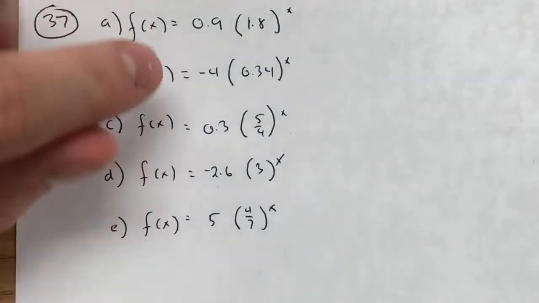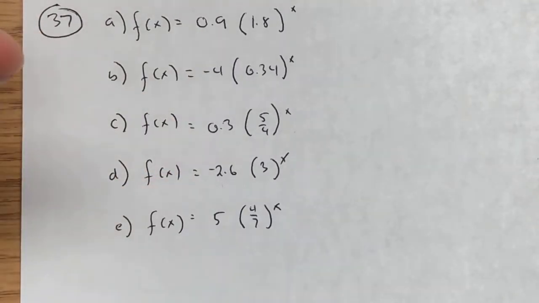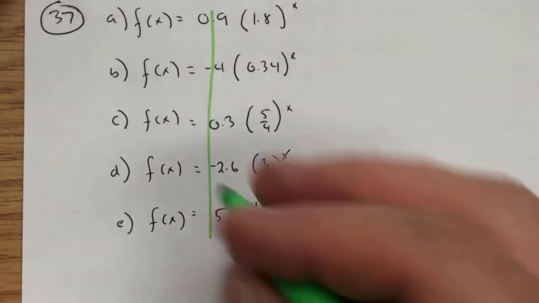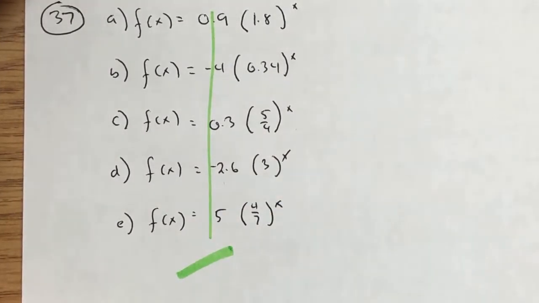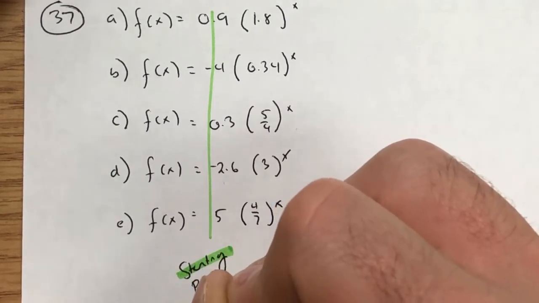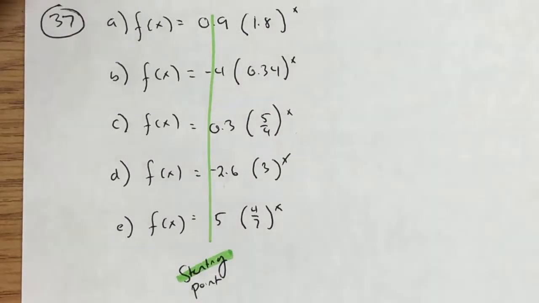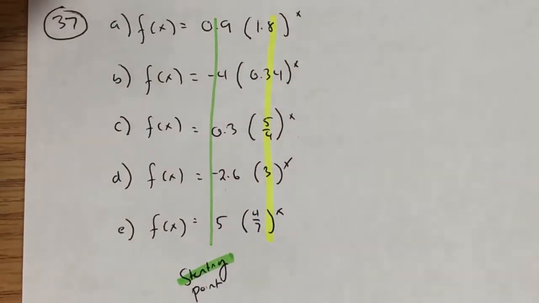The first number in each of these functions is the starting value. So what I'm looking at here is where the function starts. So this is my starting point. The next number, which is the base of this power, is going to be either my growth or my decay factor. So all of these are what I want to pay attention to.